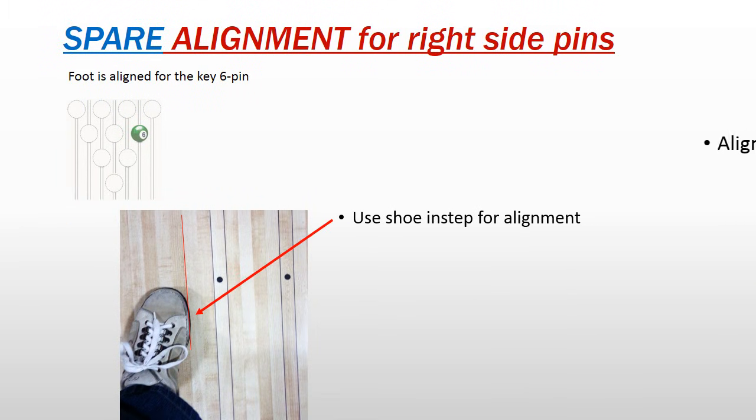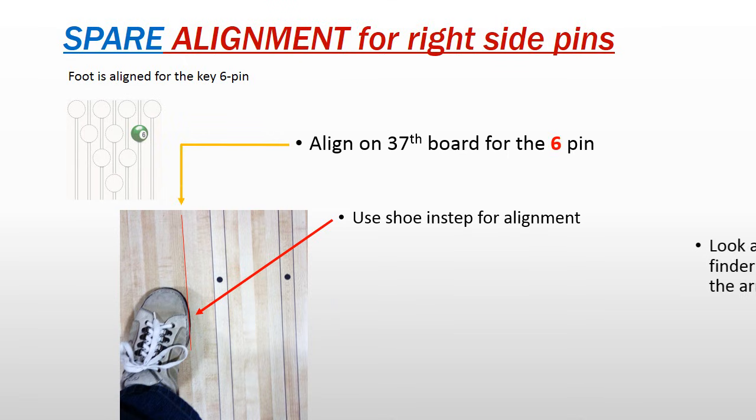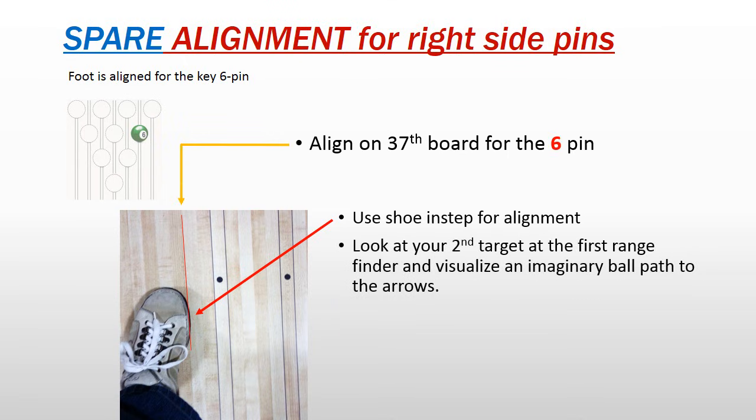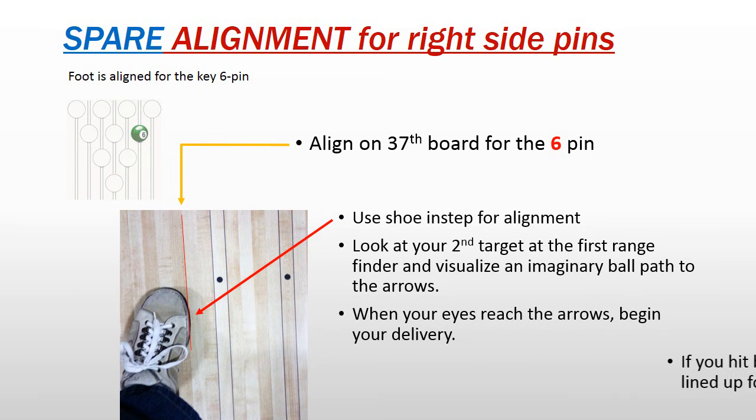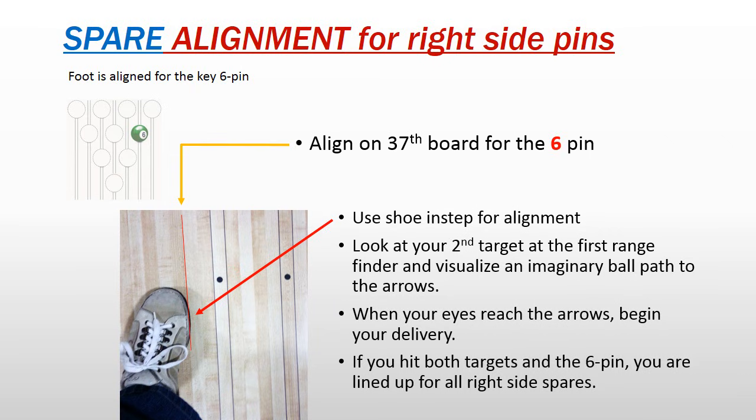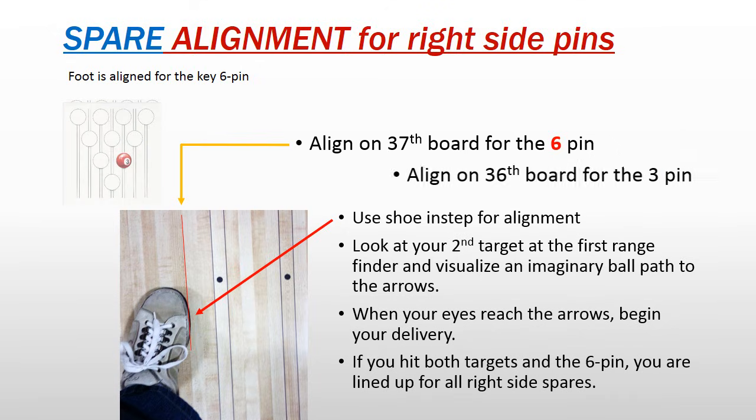Here's how to align for right side spares. Align yourself with a key 6 pin by standing on the 37th board. Look at your second target at the first rangefinder and visualize an imaginary ball path to the arrows. When your eyes reach the arrows, begin your delivery. If you hit both targets and the 6 pin, you're lined up for all right side spares.